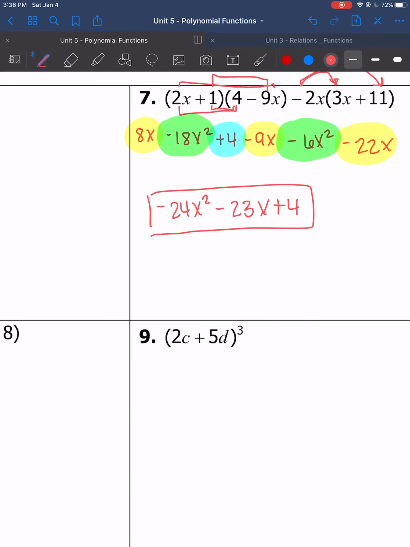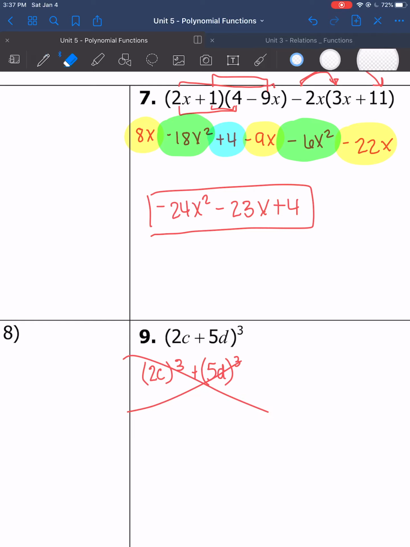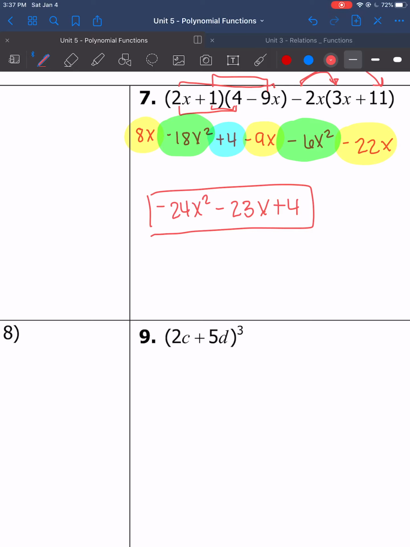So, I know what you all want to do. You want to take the 2c and cube it. And you want to take the 5d and you want to cube it. I'm going to tell you right now, if you do that, you're going to get it wrong every single time. Like, not even a little bit, not even possible. Nope. I won't give you any partial credit, none of that. So, when you do this, you have to write it 3 times. It's already written once for me, so I'm just going to write it 2 more times.